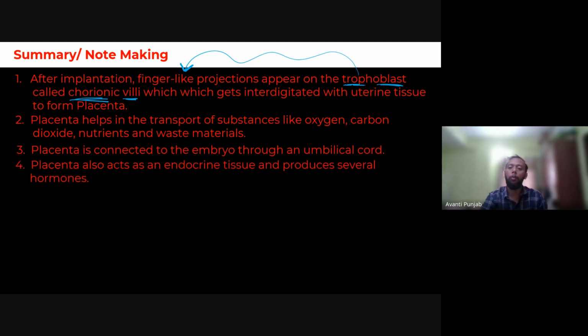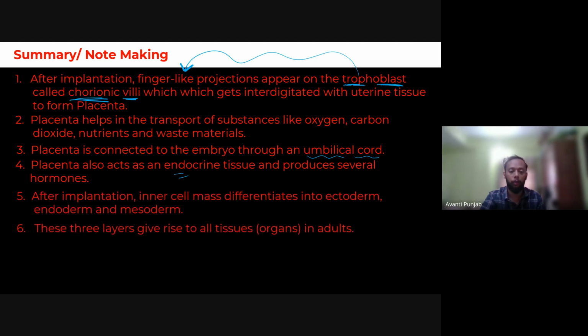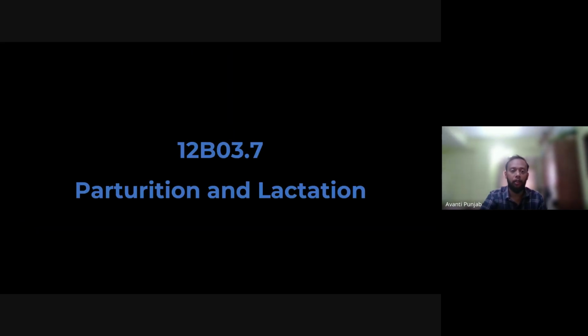Placenta is connected to the embryo through umbilical cord. So placenta and embryo के बीच जो connection आपका होता है, that's your umbilical cord, जिसको हम बाद में remove करेंगे after the delivery. This is the one which is getting cut. Okay. Placenta also acts as endocrine tissue, something we have already discussed. So let's not spend more time on this. And these are the few things you have to know.